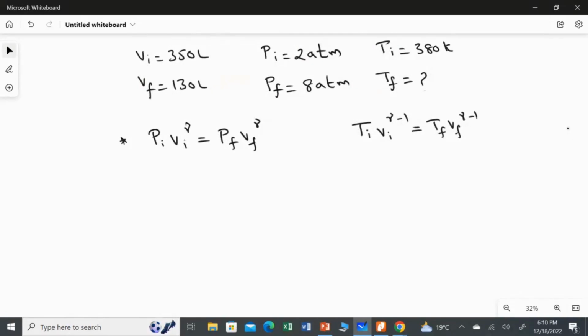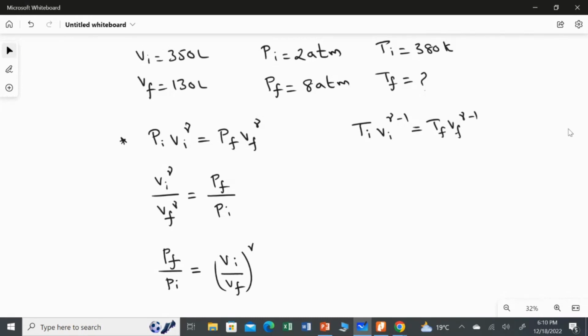In this equation, I'm going to separate the pressure on one side and the volume on the other. I take Vf^gamma to the left-hand side, so the equation becomes Vi^gamma over Vf^gamma equals Pf over Pi. Since both Vi and Vf have gamma as a power, we can write this as Pf over Pi equals (Vi over Vf) to the power gamma.